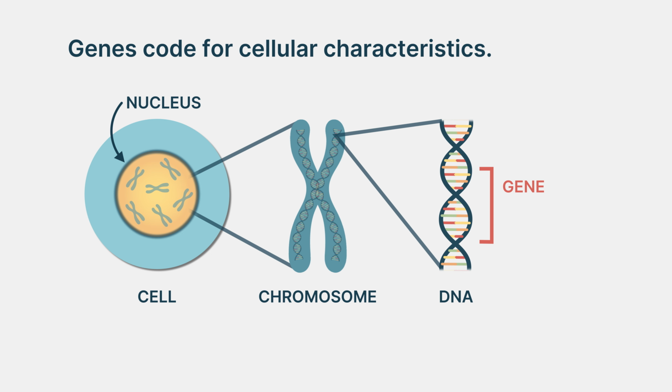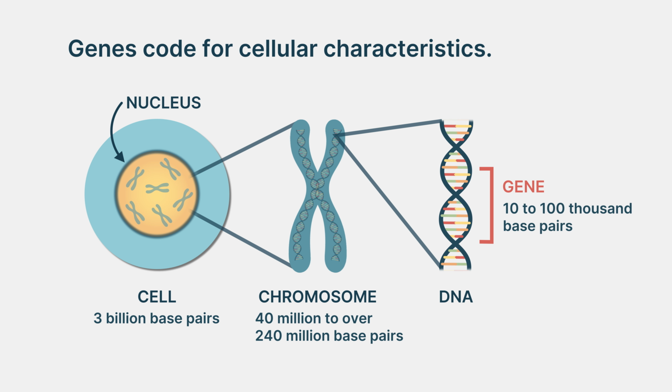And the gene may comprise 50,000 of these base units. I said we have 3 billion of these base units. An individual gene may be 10,000, 50,000, or about 100,000 of these units. So it's a small segment of the DNA that codes for the function of the proteins that cell is making.